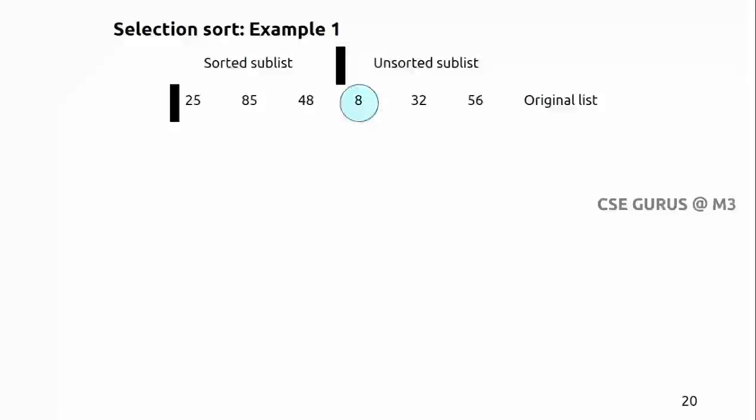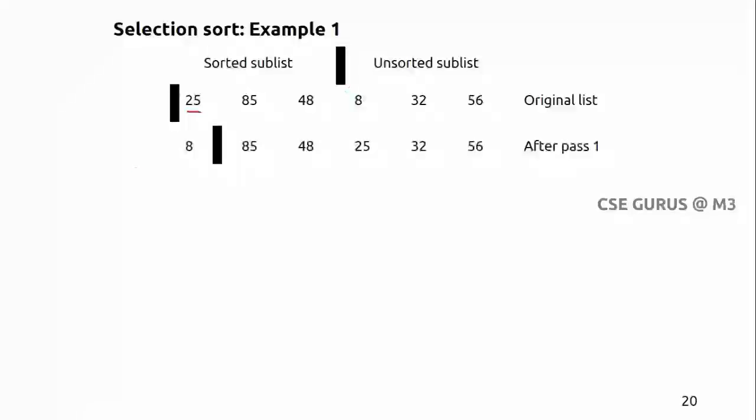You have to get that element, the smallest of all the elements, using simple logic, and you will get that 8 is the minimum. Now what you need to do, whenever you get a minimum element, is swap it with the first element in the unsorted sublist. Remember this point: you have to swap the minimum element with the first element in the unsorted sublist. You can see the first element is 25 and the minimum element is 8. Now I'll swap, you can see.